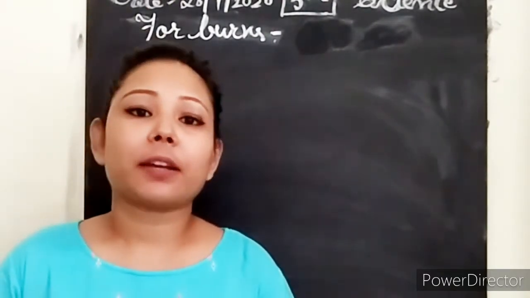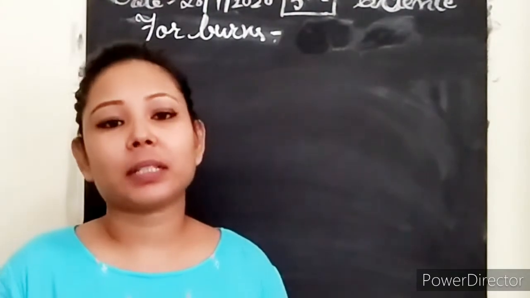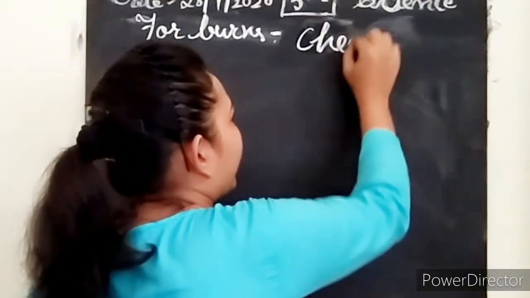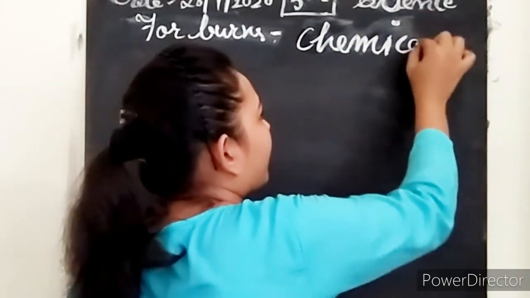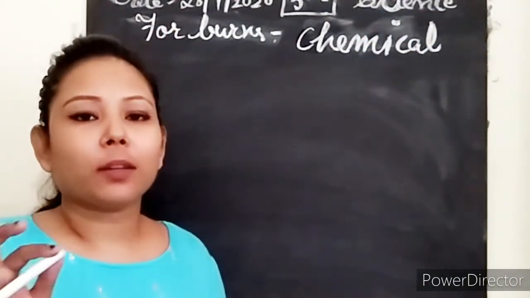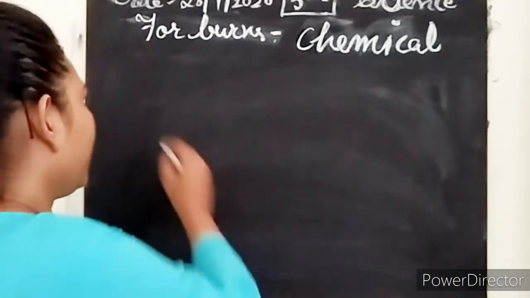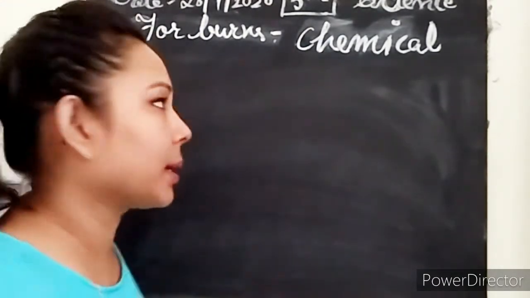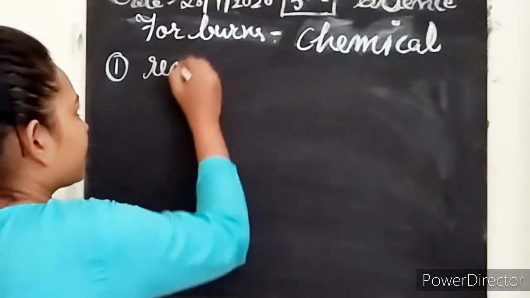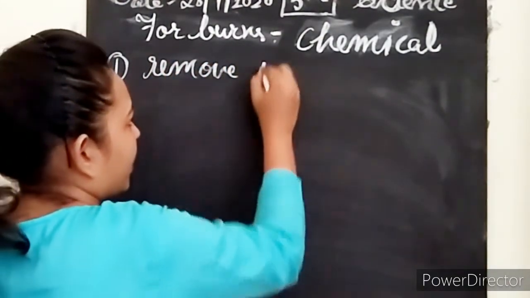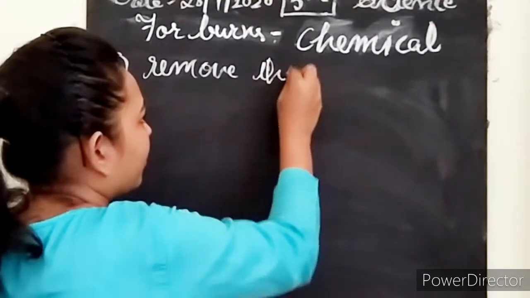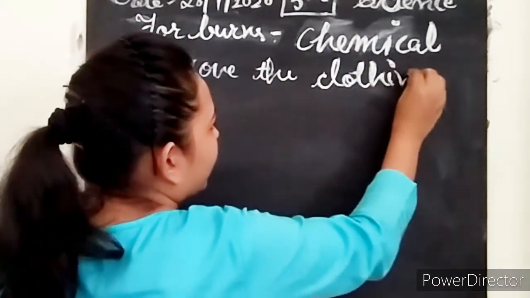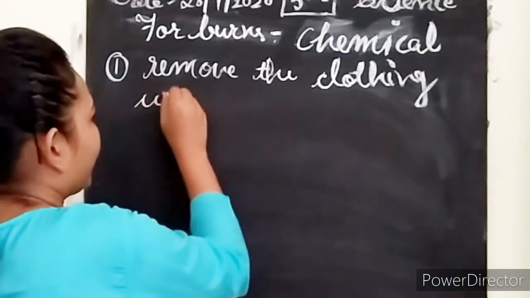If you are suffering from a chemical burn, then what are the things that you need to do? So, chemical burn. The first thing that you need to do is remove the clothing where you got burnt. Clear?